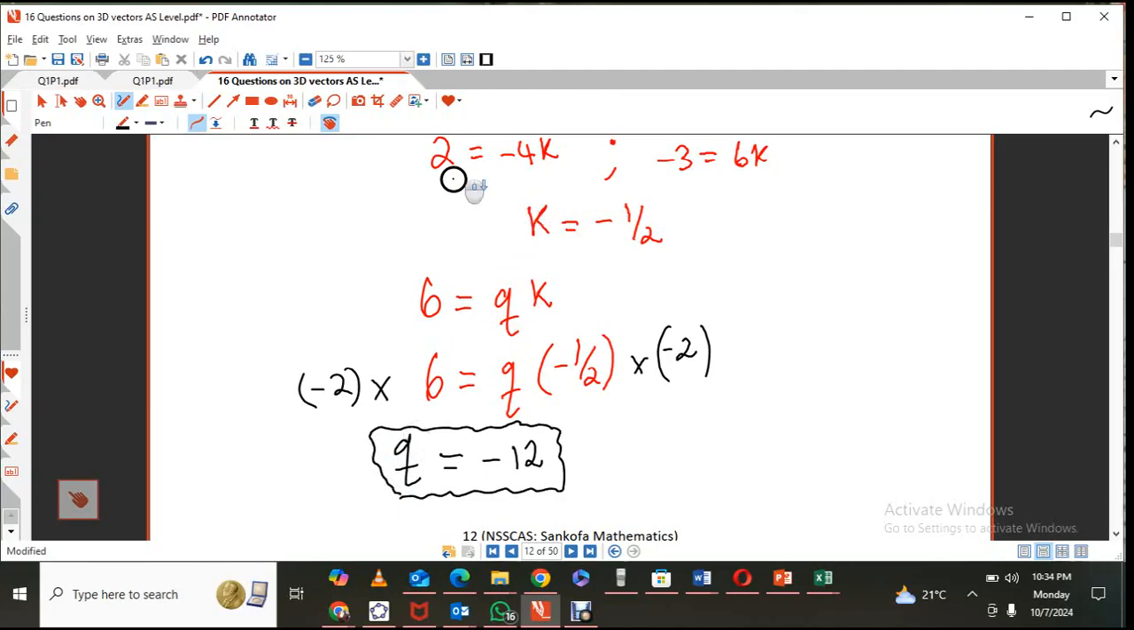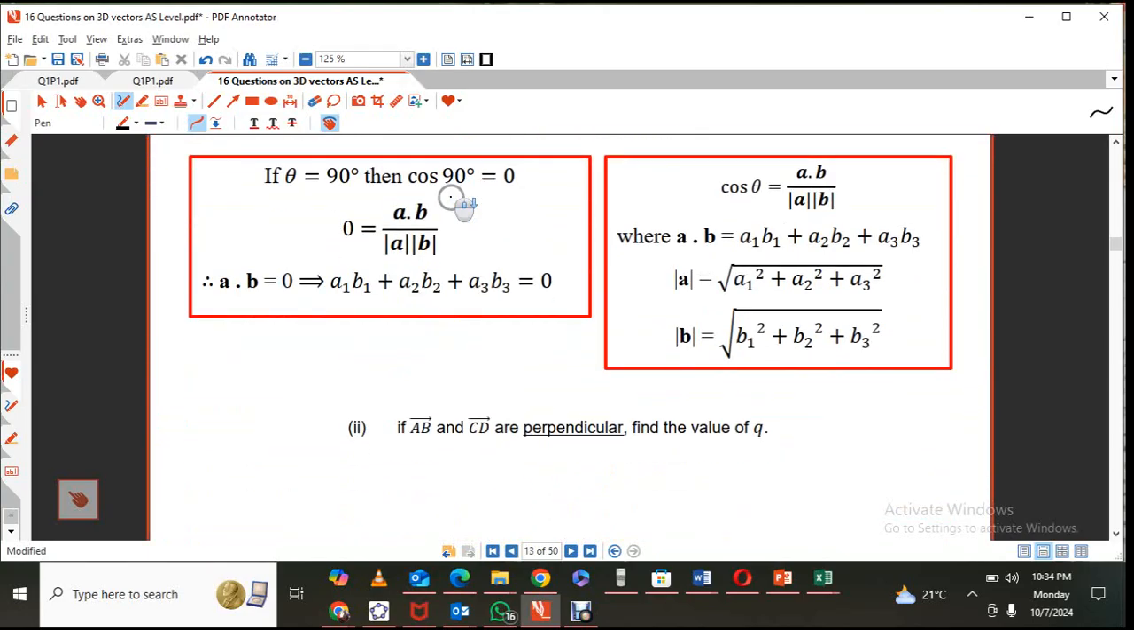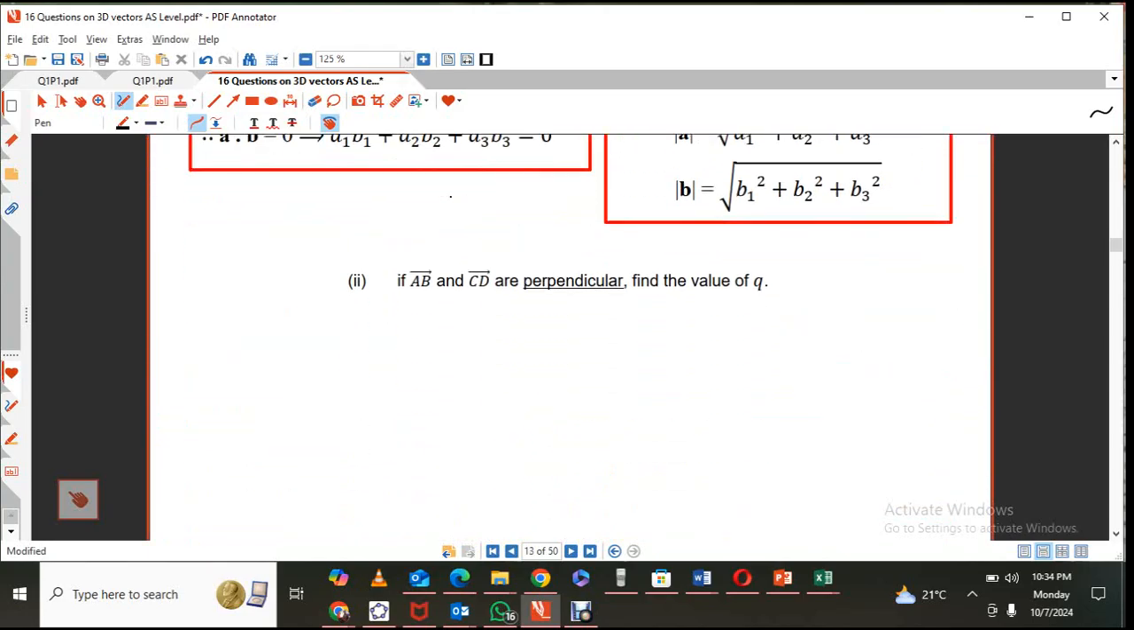Okay. Now there's a second part to this question. Obviously it now says, well, you were supposed to find the value of q if vectors AB and CD are perpendicular. Now, the thing about perpendicular vectors is that they are easy to determine. So what you're going to do is take the dot product of that.